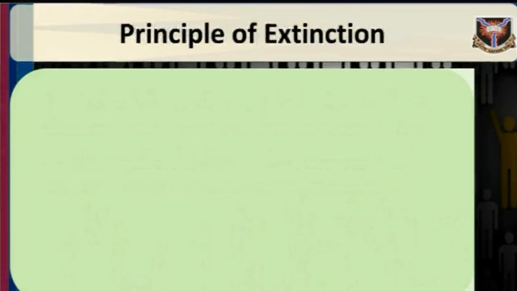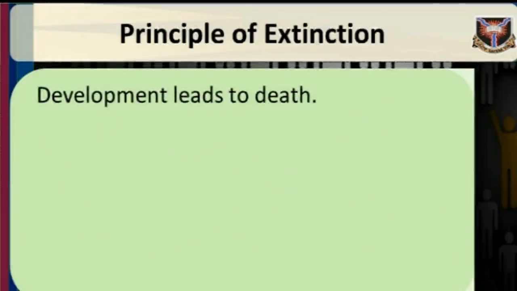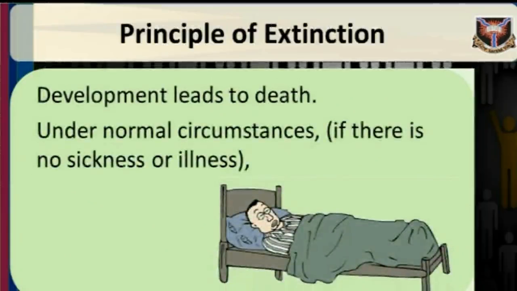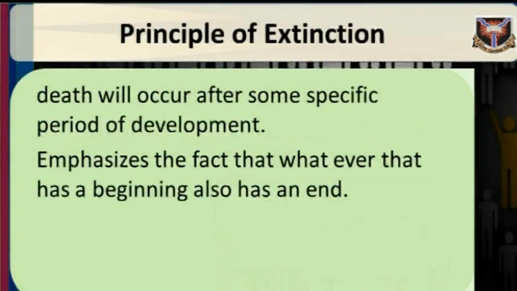Principle of extinction. The principle states that development leads to death. That is, under normal circumstances, if there is no sickness or illness, death will occur after some specific period of development. It emphasizes the fact that whatever has a beginning also has an end.